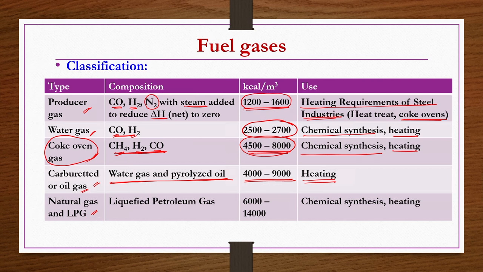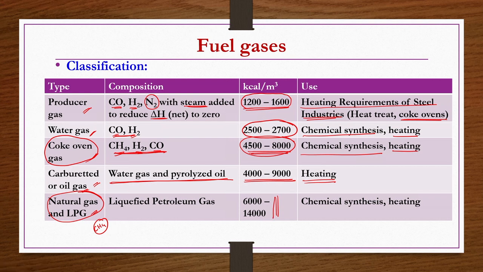Then natural gas and LPG, liquefied petroleum gas. If it is primarily methane and a few percentage of other hydrocarbons, then it is natural gas. If you have liquefied petroleum gas, then mostly you have propane and butane kind of alkanes present in the gases. The same process can be used to produce both of them, which we are also going to see. Here again their energy content varies widely from 6000 to 14000 kilocalorie per meter cube because of variations in the compositions.